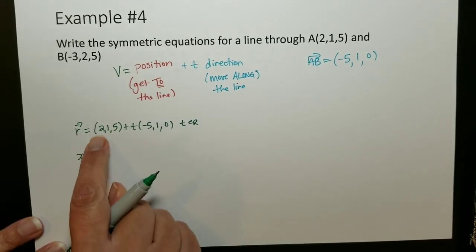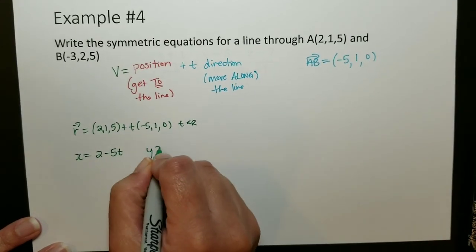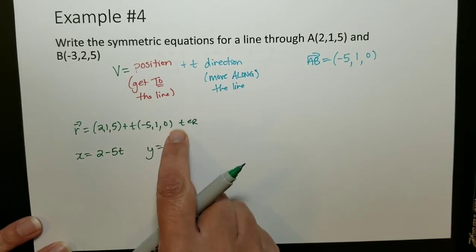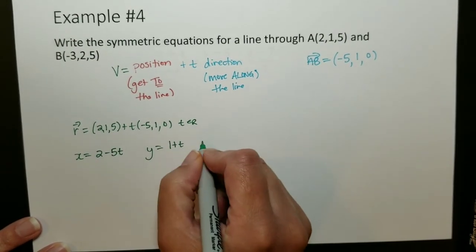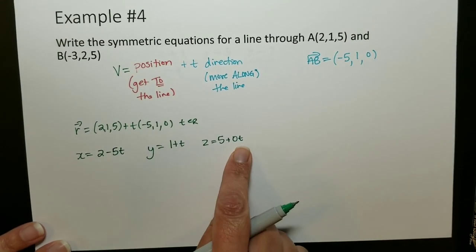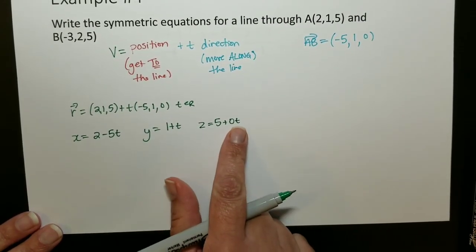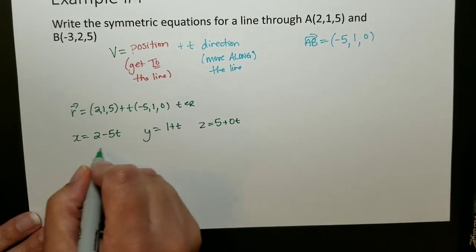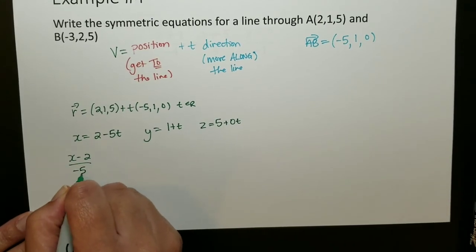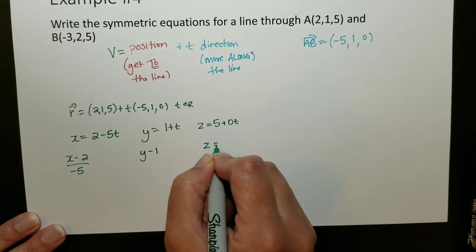So here x equals 2 minus 5t. y equals 1 plus t. And z equals 5, and then there's no t's. So plus 0t I might put in there. Now this is a little bit of a special case when we have a 0 in there. I'm going to solve this one for t. So (x minus 2) over -5, and y minus 1, and we just get z equals 5.